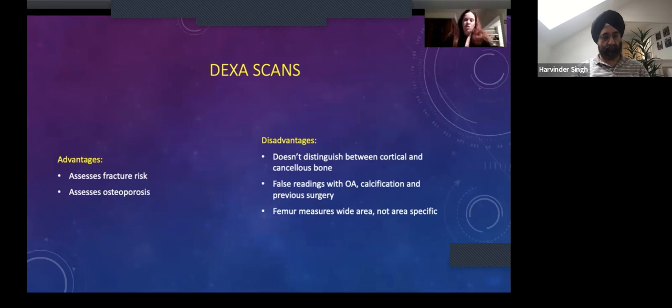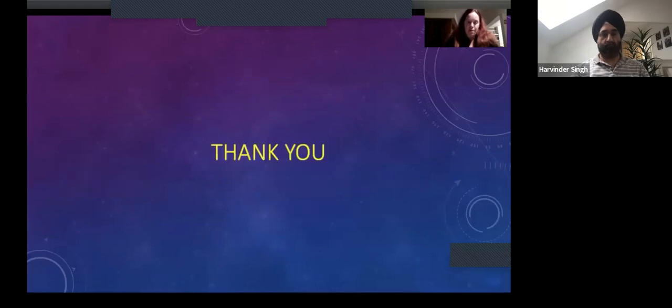The disadvantages are that they don't distinguish between cortical and cancellous bone. There can be false readings in osteoarthritis due to the sclerosis, with calcification or with previous surgery or fractures that have healed. The femur measures a wide area when scanning and isn't necessarily specific in its area.